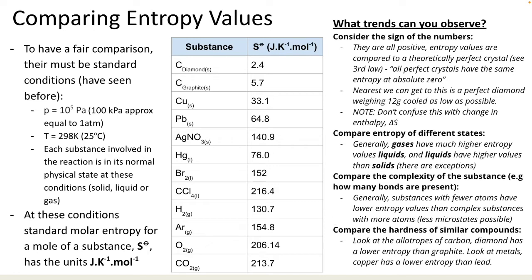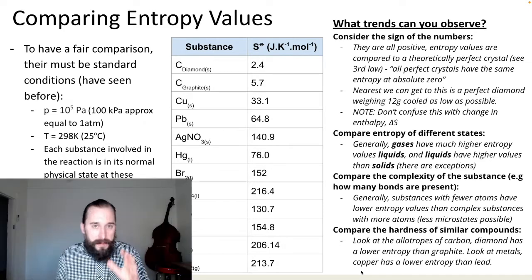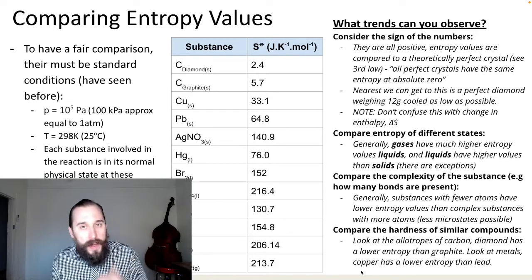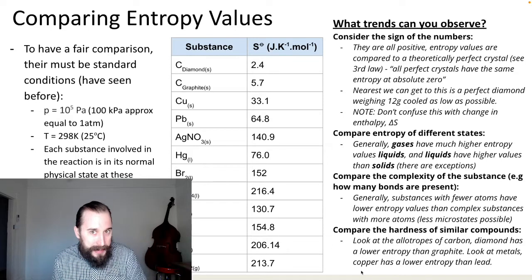So we can compare, we can make some general trends based on its state, based on its complexity, based on its hardness, and we can compare those values to infer if there is higher or lower entropy, more disorder, less disorder.